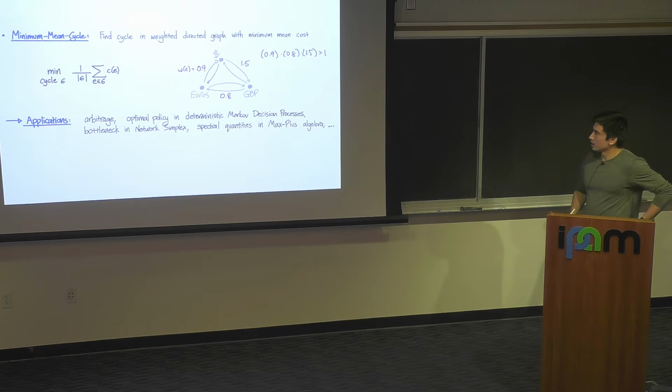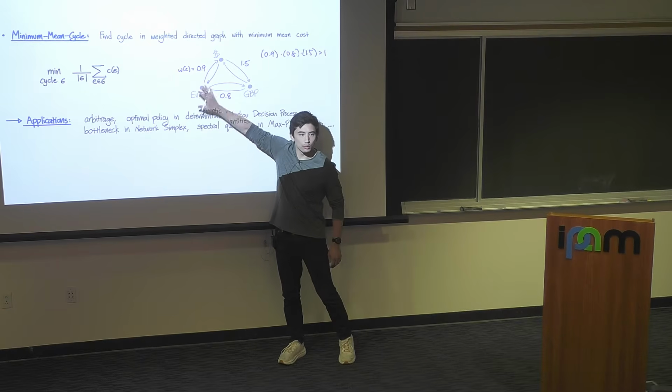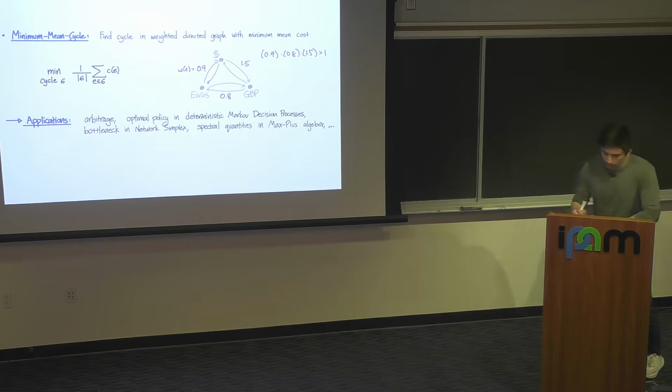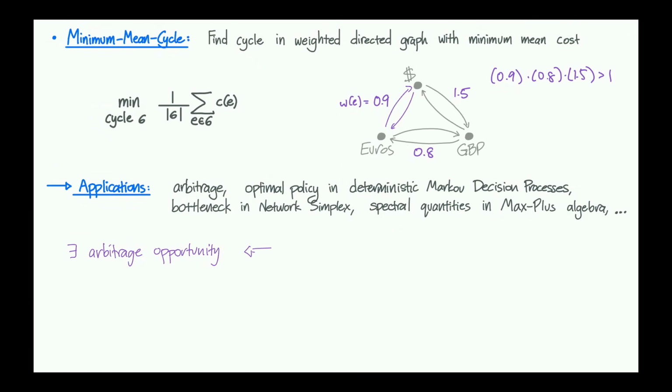Perfect. Okay, so let's try to abstract what's going on here and connect this to min-mean cycle. What we want here is a product of edges being larger than 1. So what's going on here is there exists a way to make money if and only if there exists a cycle such that when you multiply all the edges in the cycle, you end up with more than 1. That's what we just did.